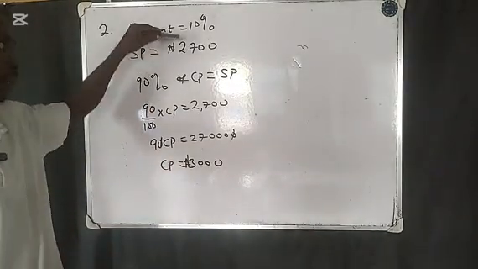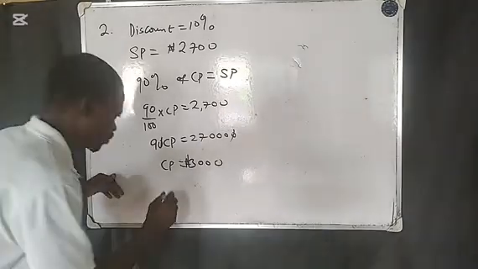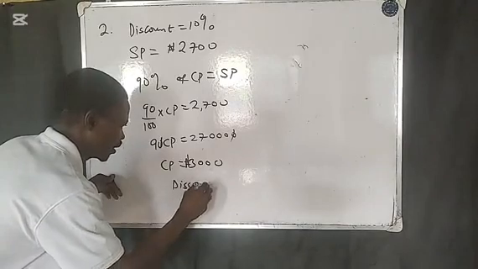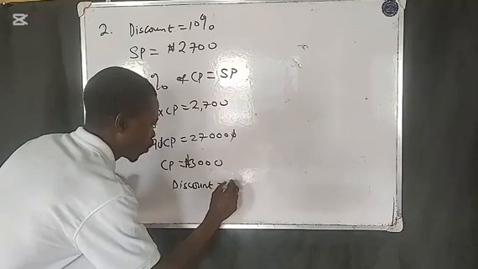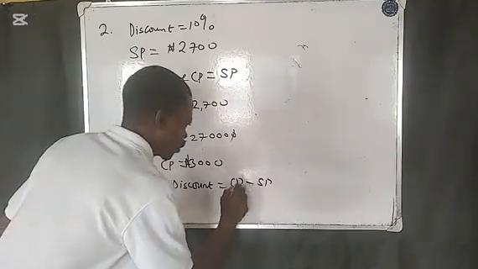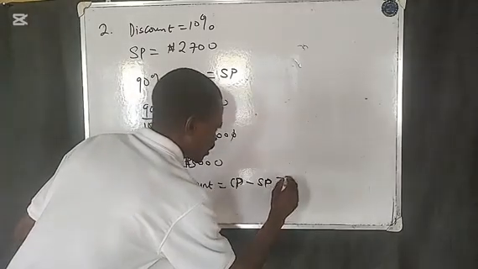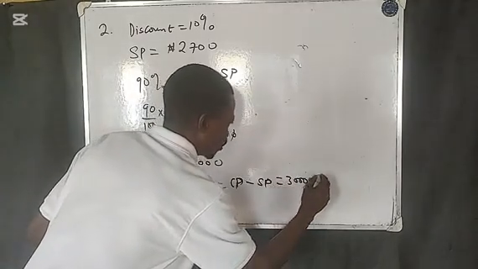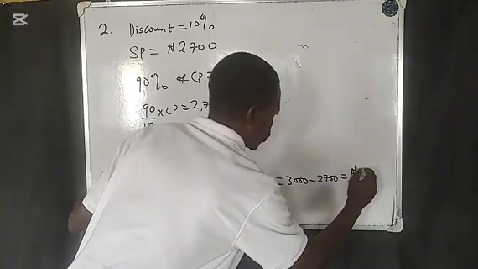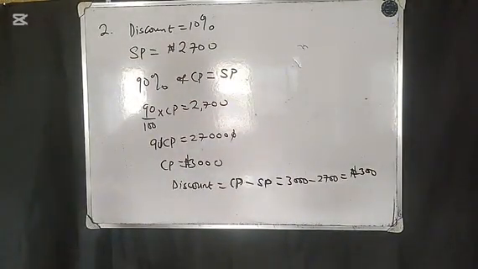But how much did the person pay? So what is the discount now? Discount, right? Discount is equal to cost price minus selling price, right? Cost price minus what? Meaning 3,000 minus 2,700. So discount is equal to 300 naira. Is that okay? That is how to find a discount.